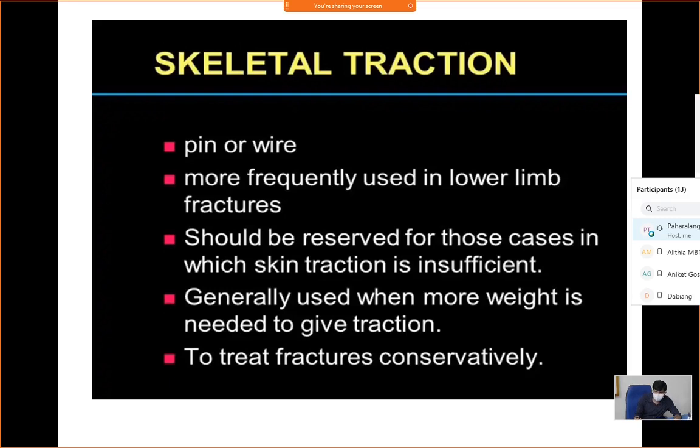In the lower limb you have to give more heavy traction because the muscles are bulky and very strong. So you have to counter that muscle force, you have to hang a heavy weight. Most of the time skin traction is not that effective, so we have to go for skeletal traction. We also use it in patients who have allergies to the adhesive skin traction, or whose skin condition is not good, or who have an open wound in the limb. In these conditions we have to apply skeletal traction.